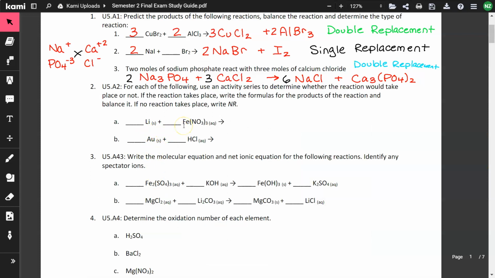So lithium wants to come in and knock out iron. Okay, totally fine because lithium is higher than iron on the activity series. So this reaction will take place. So let's go ahead and write out the formula.